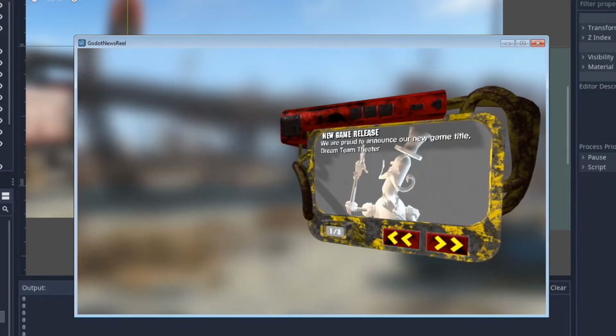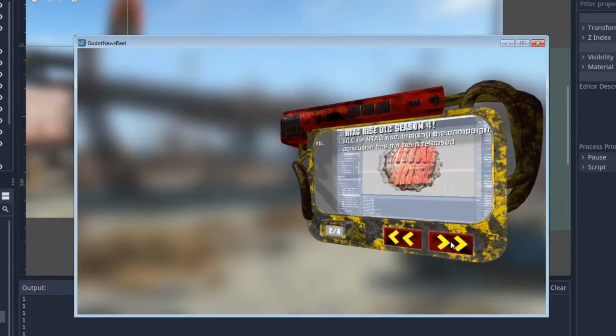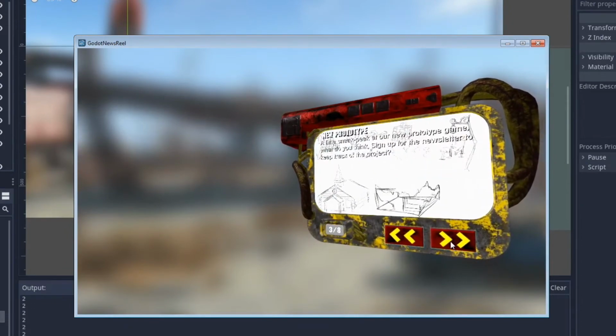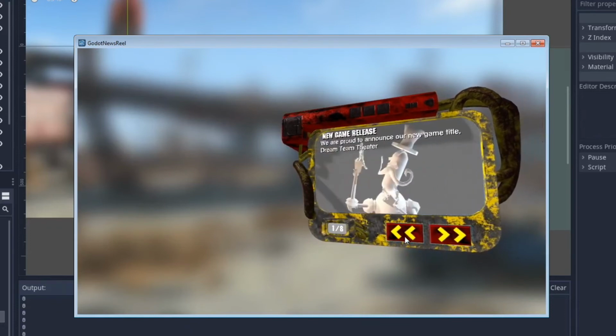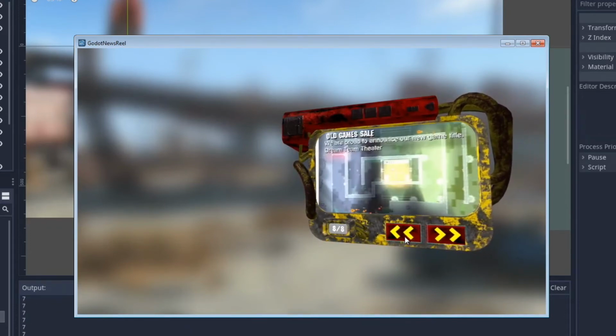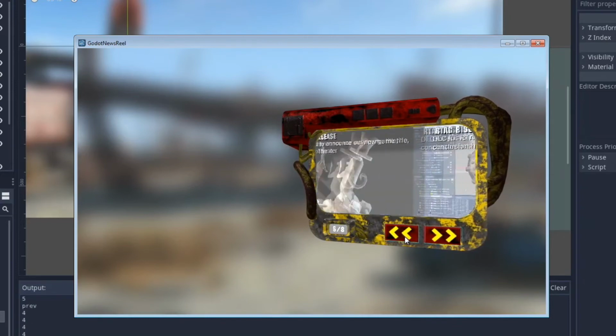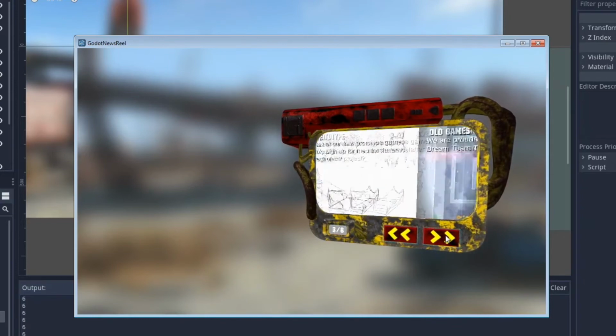This has got to be probably the most hilarious thing I've done in Godot to this point. A fully 3D implemented system that loads your news and thumbnails into the game and displays them into some sort of a 3D Pip-Boy-like contraption.